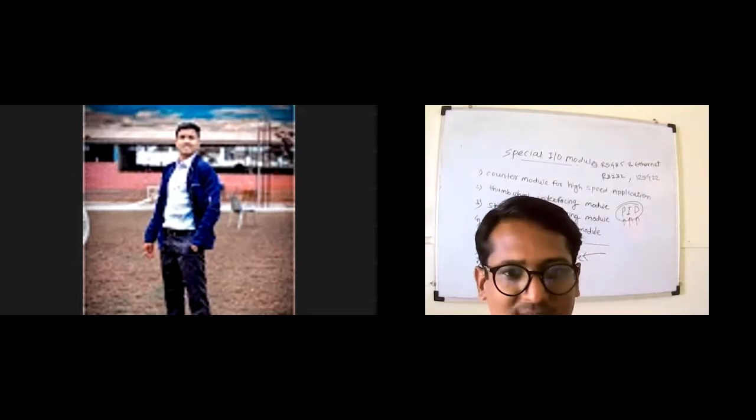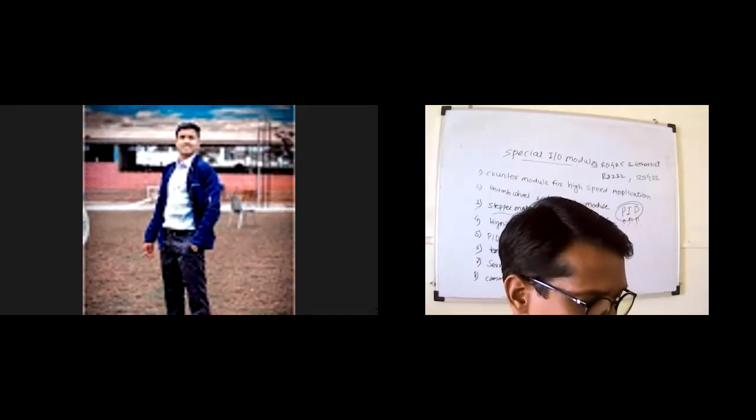स्पेशल आय/ओ मॉड्यूल्स पाहिले. स्पेशल आय/ओ मॉड्यूल्स मध्ये आपण काय पाहिलं? काउंटर, फर्स्ट नंबर काउंटर मॉड्यूल फॉर हाय स्पीड एप्लीकेशन. सेकंड नंबर थंब व्हील इंटरफेसिंग मॉड्यूल. थर्ड स्टेपर मोटर इंटरफेसिंग मॉड्यूल. फोर्थ हाई स्पीड काउंटर एनकोडर मॉड्यूल. फिफ्थ PID मॉड्यूल. Sixth temperature sensing module. Seventh servo module, and last one is communication module.